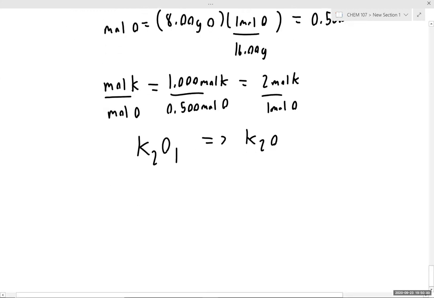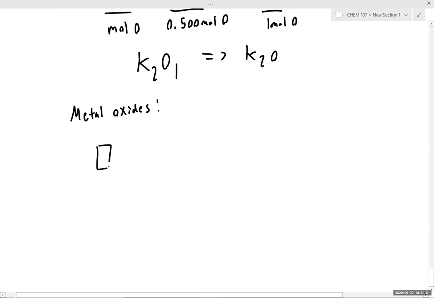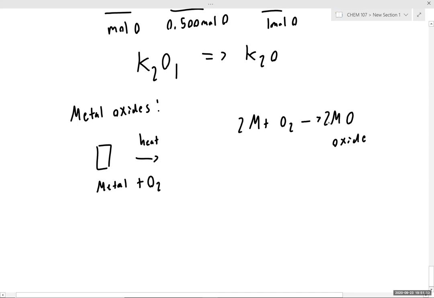So, for metal oxides, there is a unique procedure used to determine the empirical formula. So in this case, we start with our metal, and then we heat our metal. And this allows our metal to react with oxygen. So our metal reacts with oxygen to make a metal oxide. Now, at the end of this process, we have our metal oxide, MO.